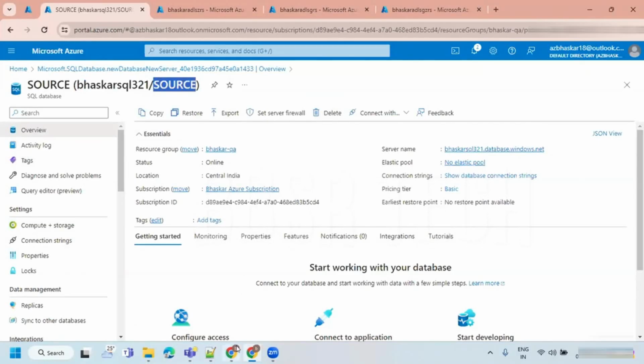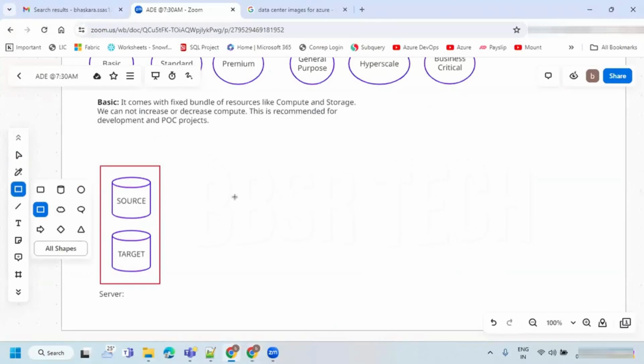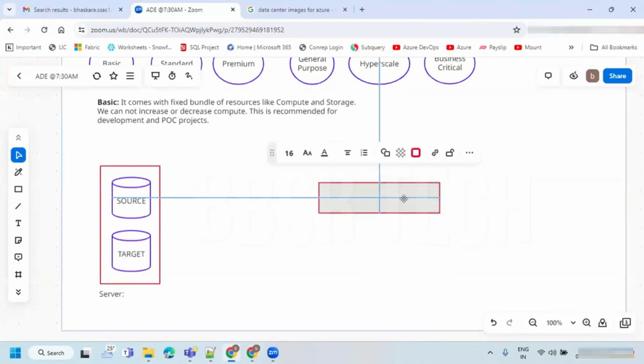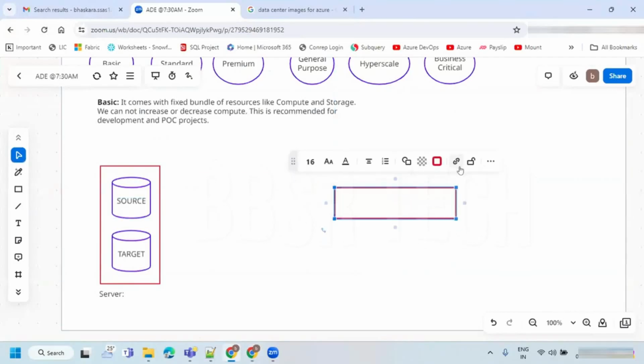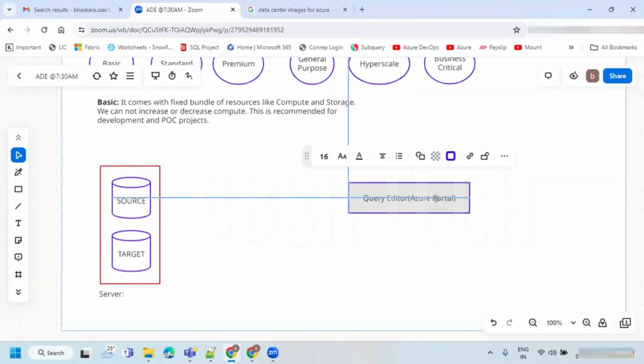How can we connect to the SQL server? To connect to the SQL server, we have three different types of clients. One is the query editor, that is from the portal. Which portal is it? The Azure portal. From the Azure portal itself, we can connect to your SQL server. This is one type of connectivity.